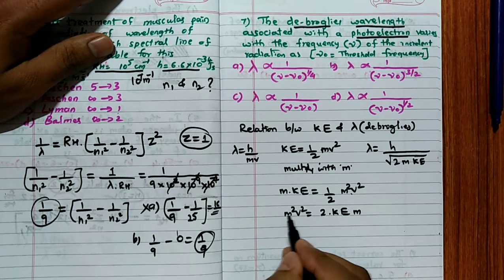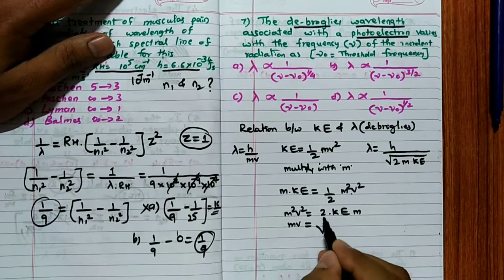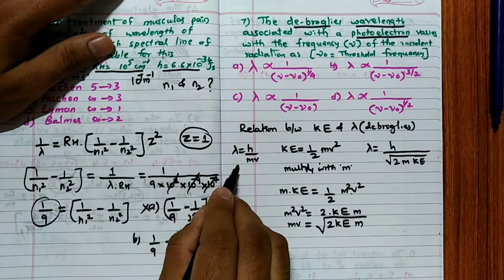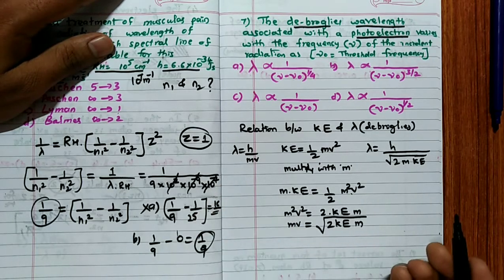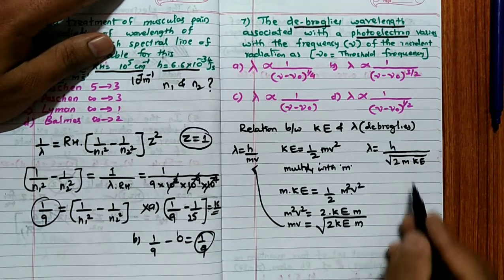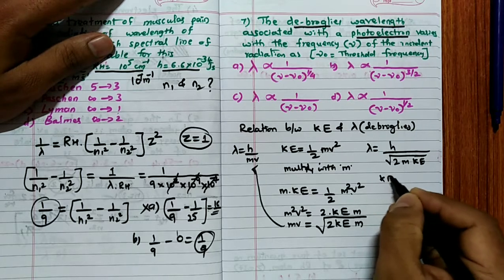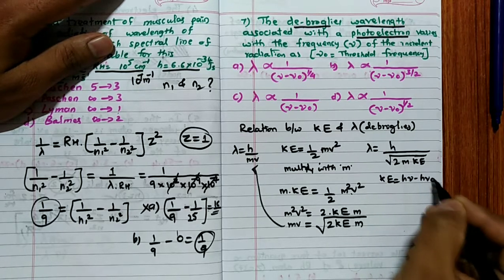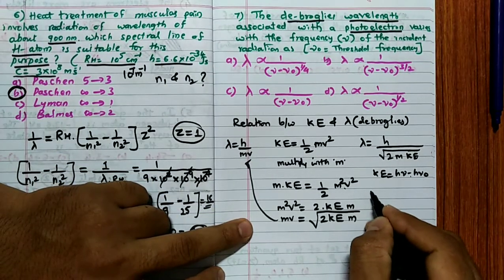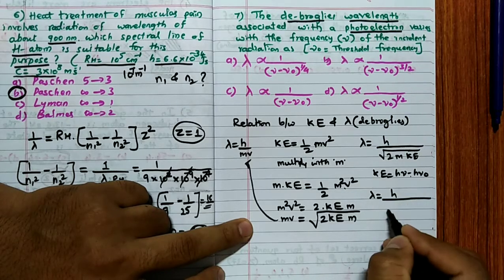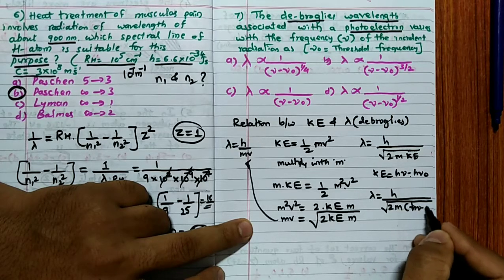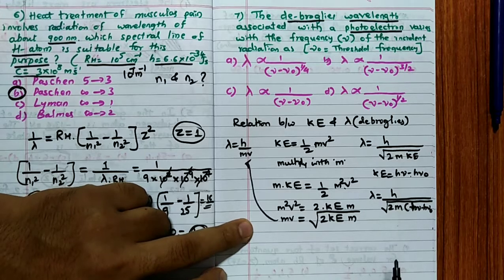Correct? Now mv is equal to what? mv is equal to root of 2 into kinetic energy into m. You substitute this here. So what you got? This only. When you substitute this here, you are going to get h divided by root of 2m into kinetic energy. Now we know that kinetic energy is equal to what? h nu minus h nu naught. So photoelectron is given here. So hence, now you substitute this here. So lambda is equal to h divided by root of 2 into m into h nu minus h nu naught.